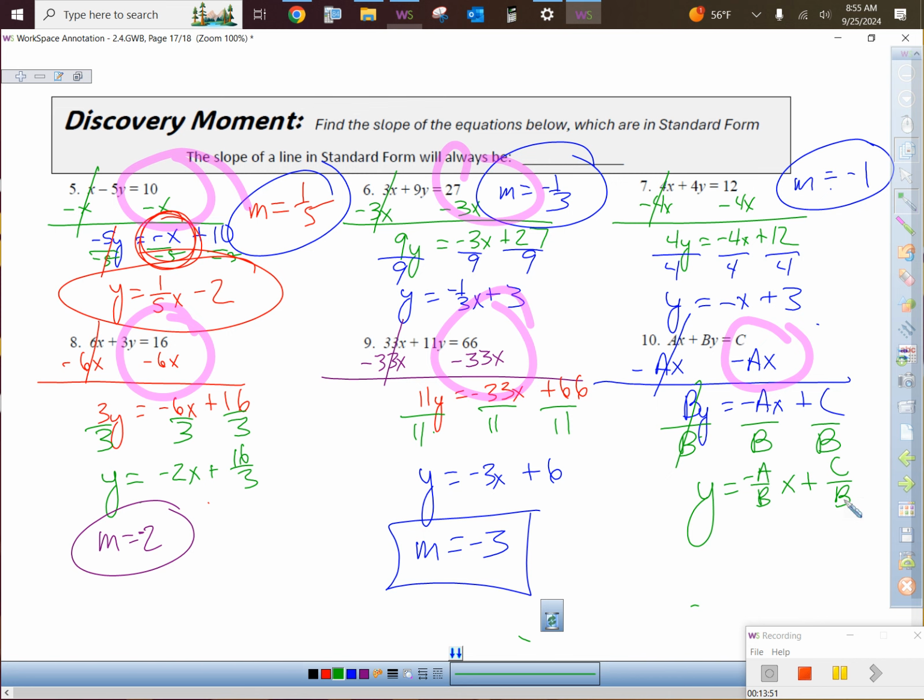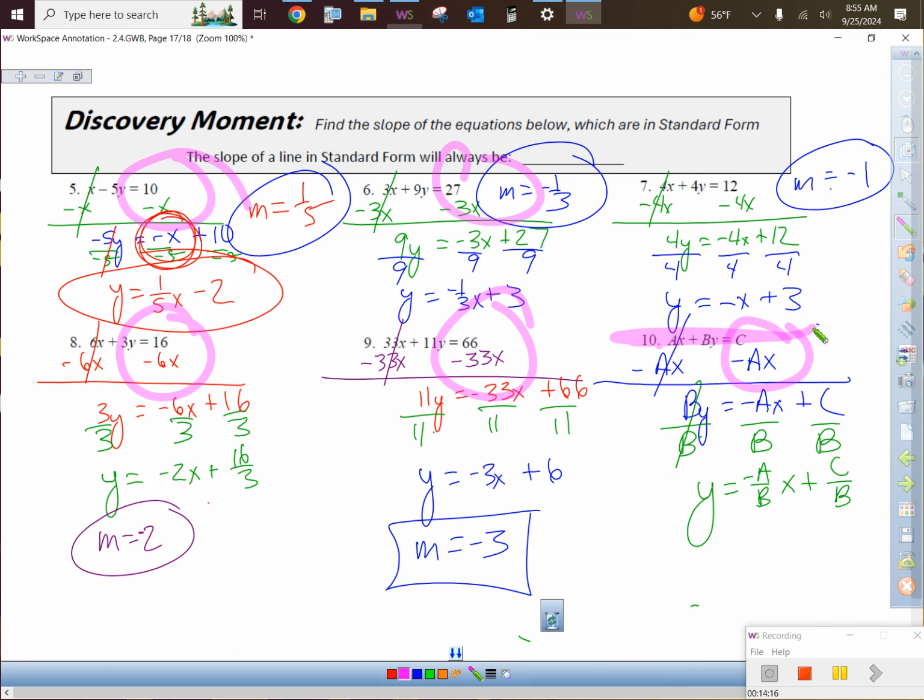That's weird, right? I got a question for you. What's the slope? And that's a shortcut. If you had an equation in standard form, true or false, this is standard form's equation. You don't have to go through all of this work to find the slope because it will be the opposite of A over B every time.